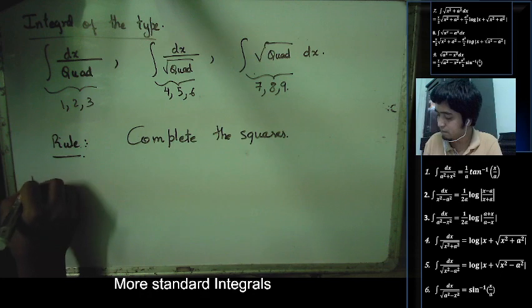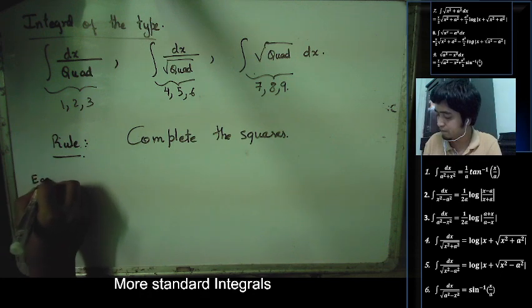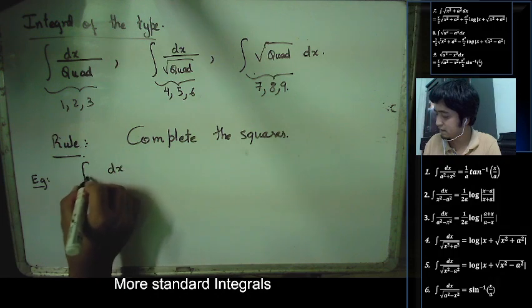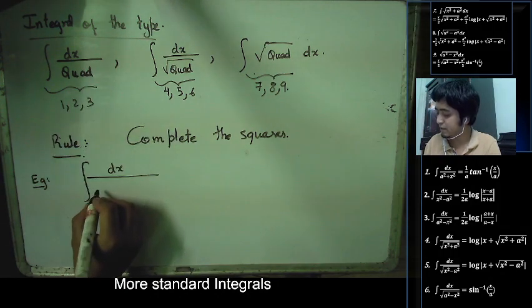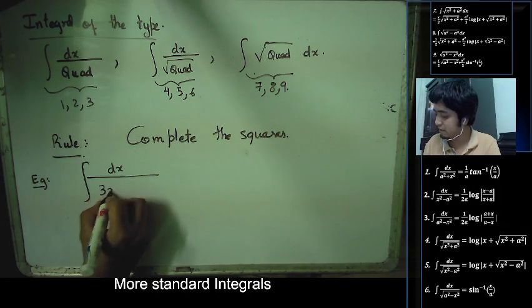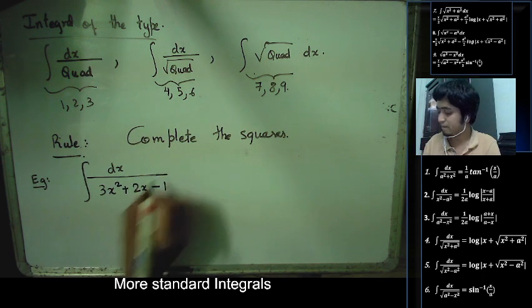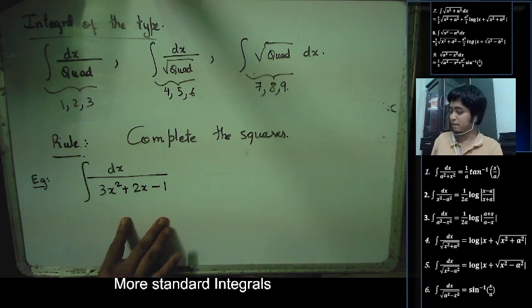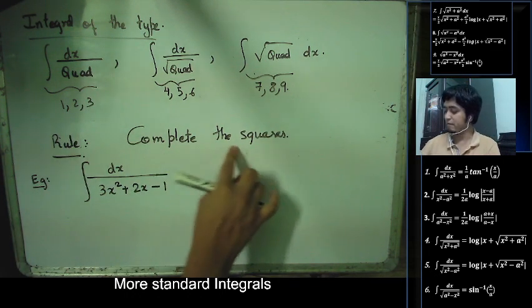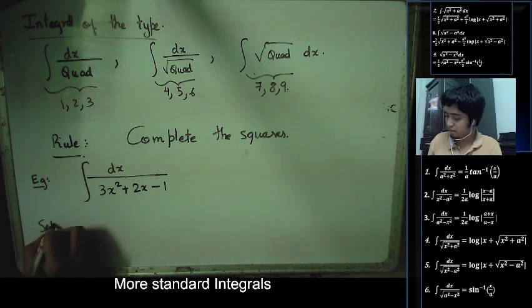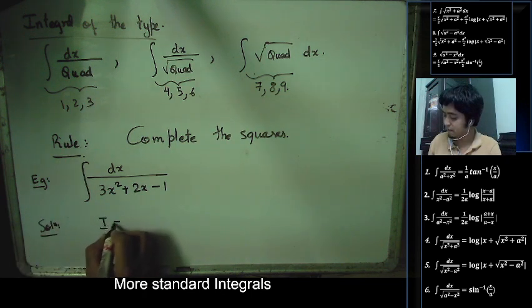Suppose we are having integral dx. I will keep a quadratic over here, maybe 3x squared plus 2x minus 1. So this one is a quadratic. We know the rule, we have to complete the squares. So the solution, I will write this one as I.